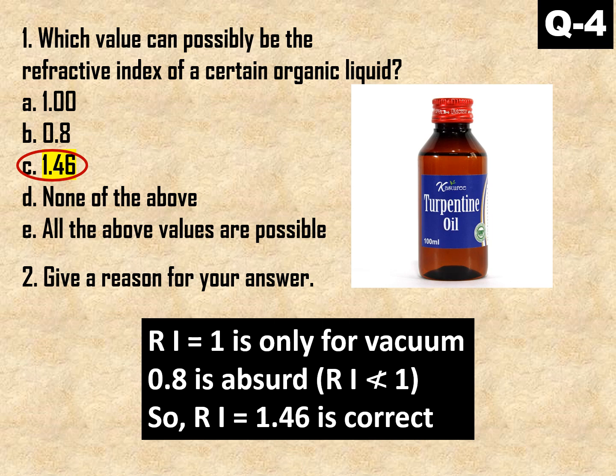Answer to question number 4. The refractive index cannot be 1, because it is 1 only for vacuum; for all other substances, it is higher. The value 0.8 is absurd, as refractive indices are never less than 1. Refractive index below 1 would imply that speed of light in the medium is faster than the speed through vacuum, which is never possible. The value 1.46 is perfectly valid and possible. So, the correct option is 1.46.